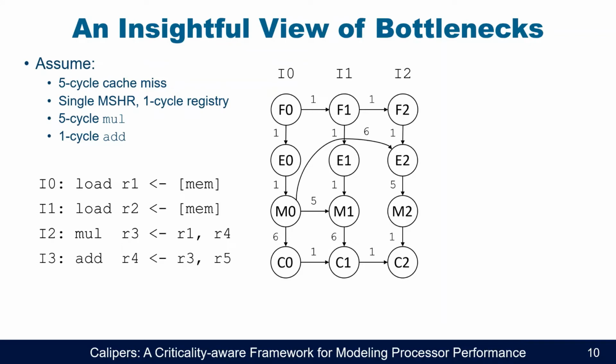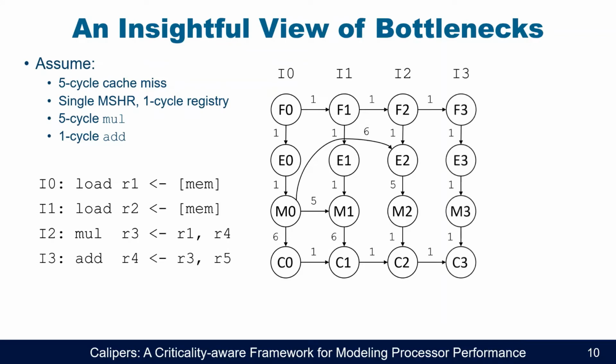The final instruction is an add with these vertices. And we have another data dependency here between the multiply and the add, which is shown by the edge from E2 to E3. A designer may consider optimizing the multiplier because it takes almost as long as a load miss. But let's see if it will be effective.